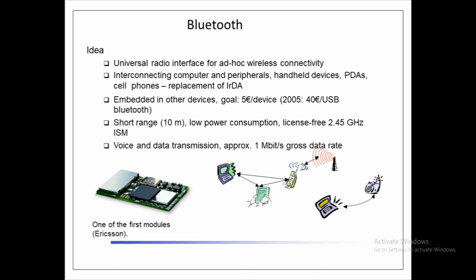Now we'll see the next point, that is Bluetooth. The idea of Bluetooth is a universal radio interface for ad hoc wireless connectivity. Bluetooth is a wireless personal area network, WPAN technology. It is based on the IEEE 802.15.1 standard.